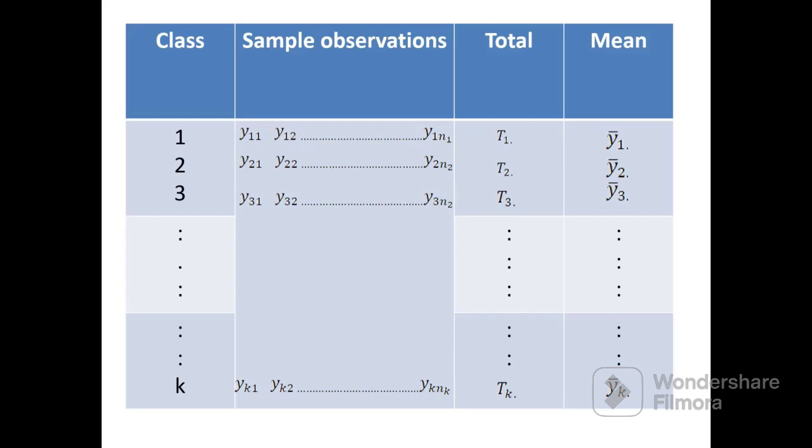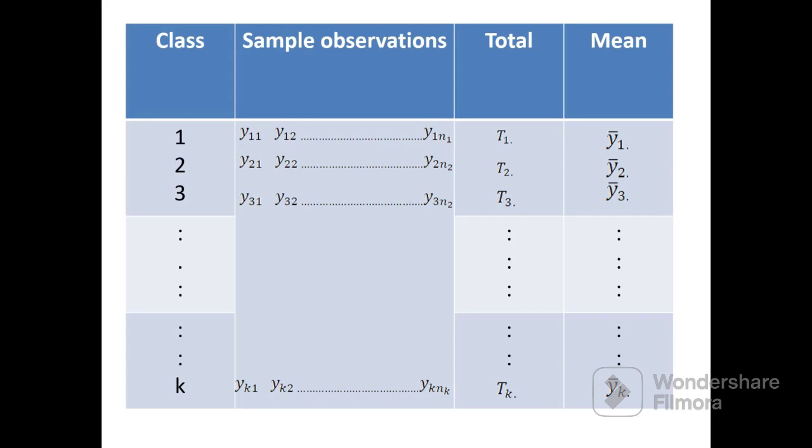The first class contains the observations y11, y12, up to yn1, and its total is T1 dot. These are the notations that are used in ANOVA. The total of the observations divided by the number of observations will give us the first class sample mean. We'll call this the first sample mean, that is y bar 1 dot. Similarly, we'll calculate the other sample means for the second class, the third class, and so on, up to the kth mean.